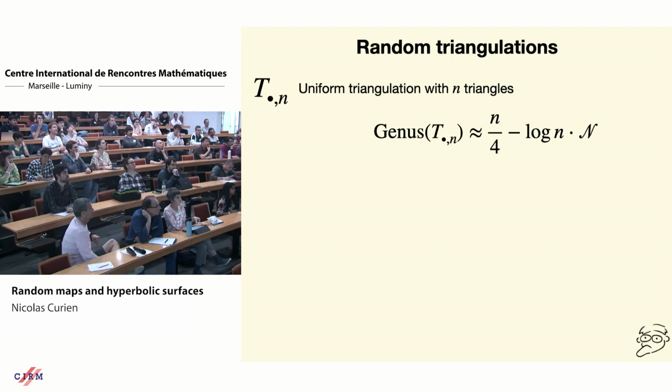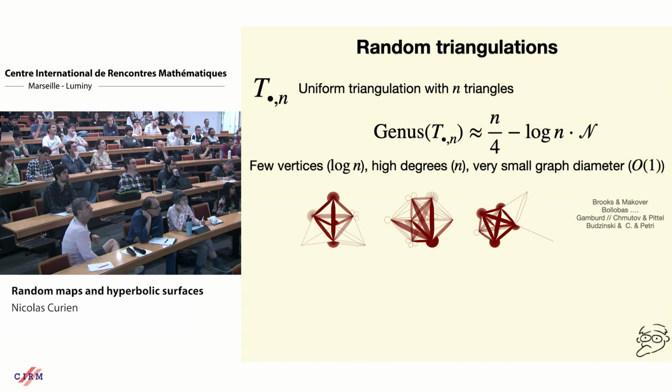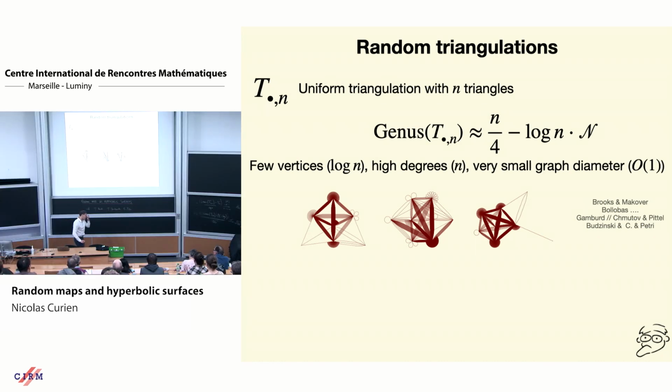Okay. So that's for the genus, but if you look at the geometry of the triangulation, you have a random triangulation, you can see that as a graph, and you can look at the geometry of this graph. If you plot it using Mathematica, you will get those pictures here. You see that this is a random geometry, because these are 3 different samples.